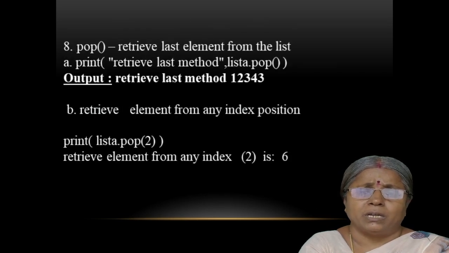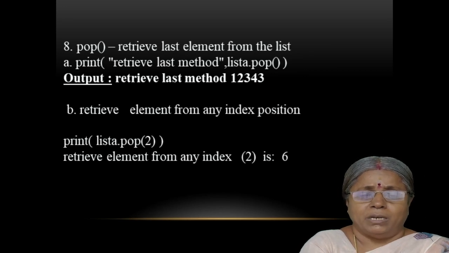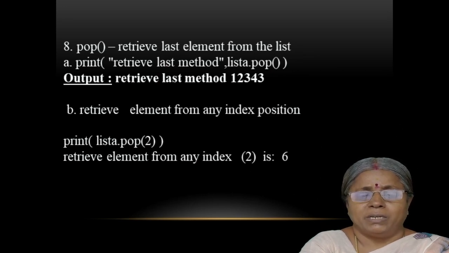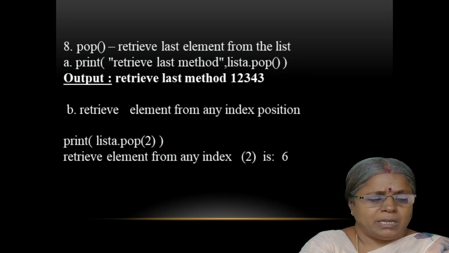Then the next method: how to retrieve an element from the list, or how to remove an element from the list. Use the pop method. When we use the pop method without an argument, it returns the last element, that is, it retrieves the last element in the list. Suppose we want to remove or pop an element in the middle of the list, we can follow the syntax pop with parentheses. We may specify the index position from which we want to remove the element in the list.